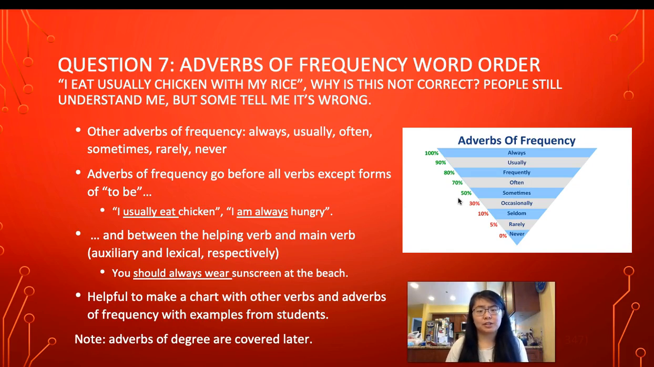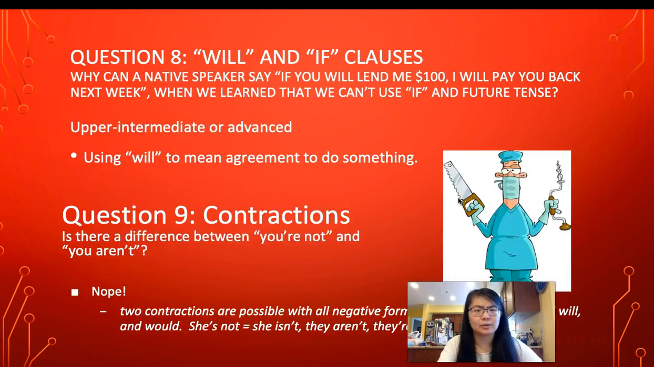And then it's helpful to make a chart with other verbs and adverbs of frequency with examples from the students. So if you have a whiteboard or whiteboard function on Zoom, that's just a good way to get students talking, thinking, interacting, seeing how all the parts move or don't move. And then also there are adverbs of degree, and we will cover those in a later video. I believe it is question 20 actually, so the last question.